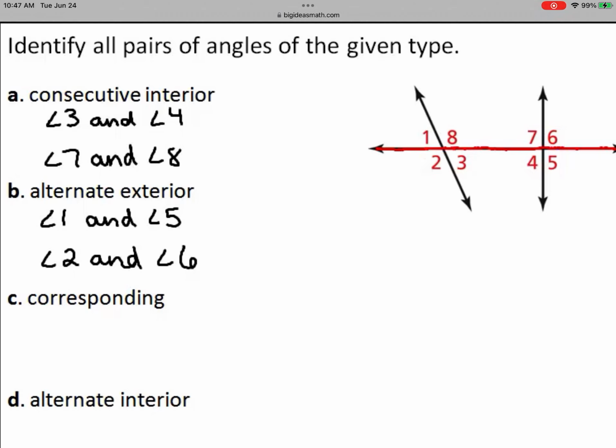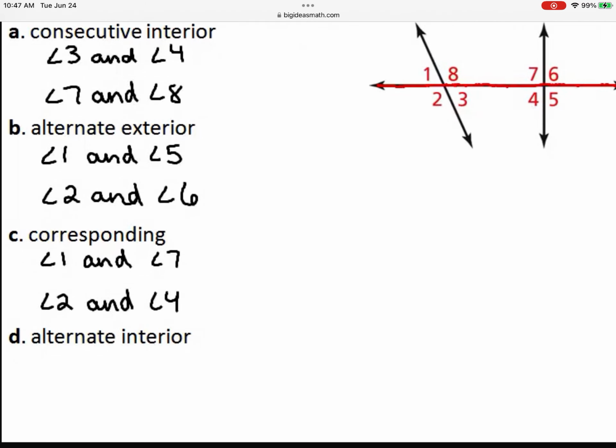Corresponding angles are two angles that have corresponding positions in the picture. So angle 1 and angle 7 are corresponding angles. Angle 2 and angle 4 are corresponding angles. Angle 3 and angle 5 are corresponding angles. And angle 8 and angle 6 are corresponding angles.